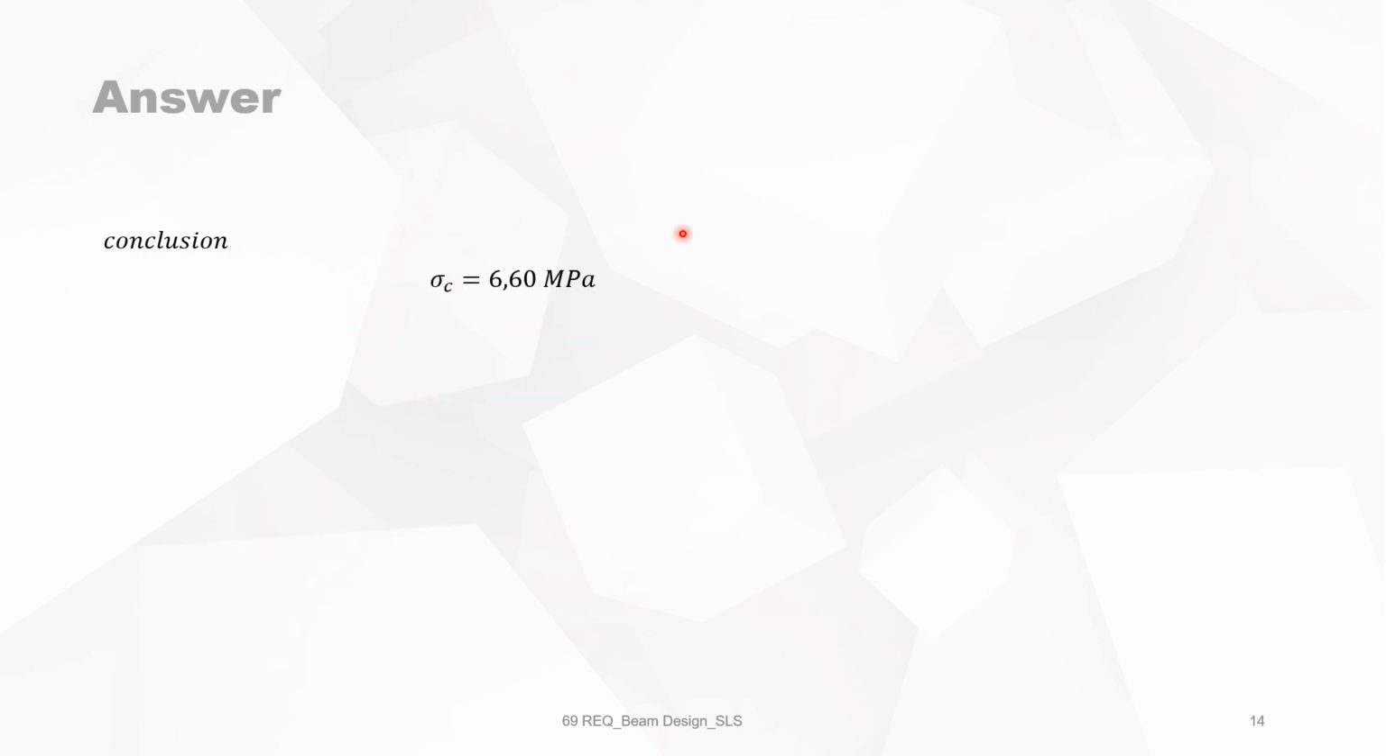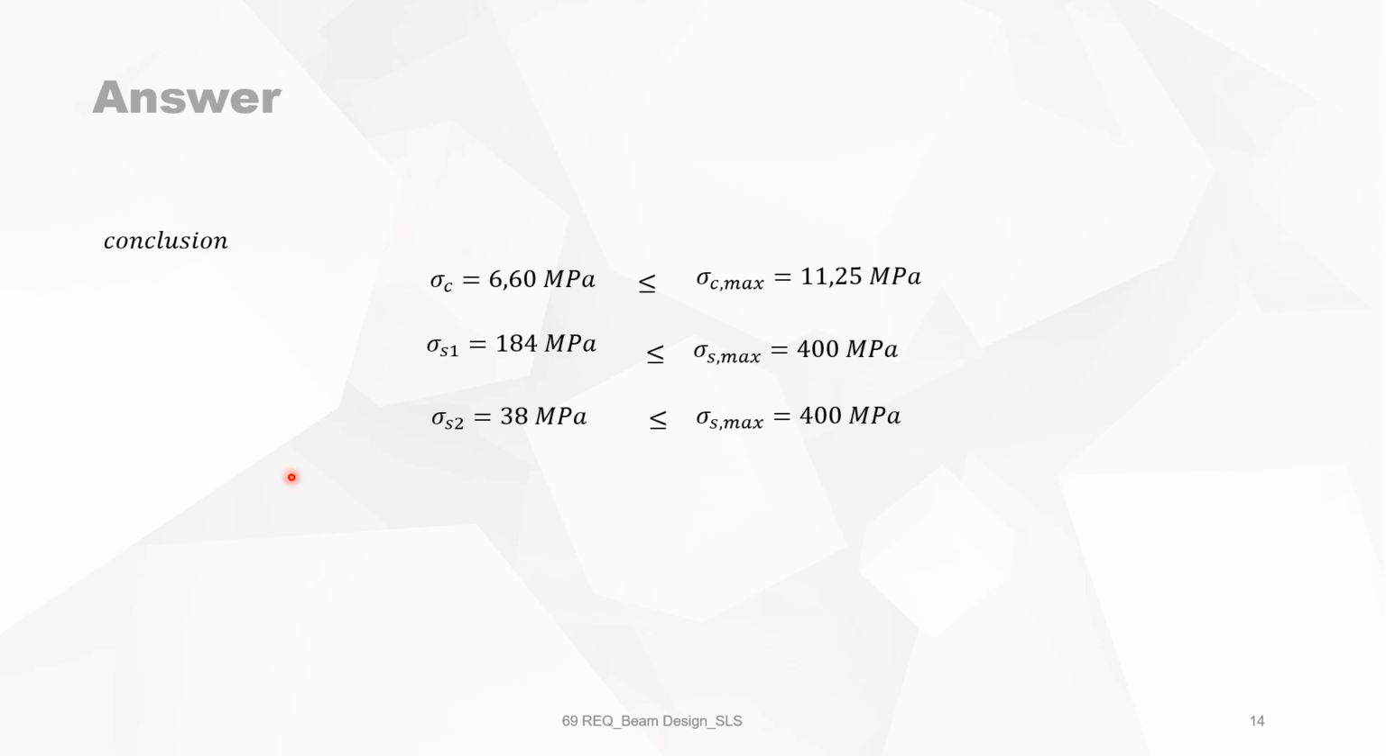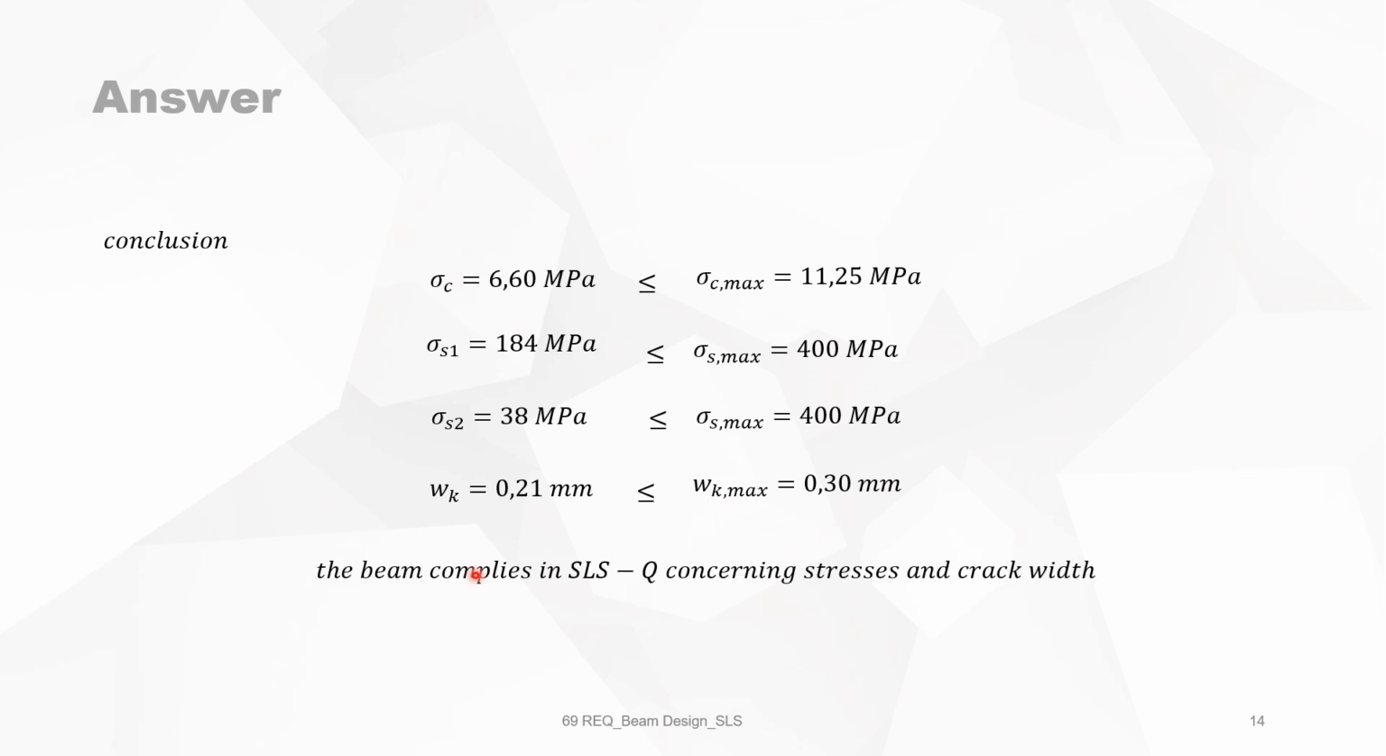So the conclusion is the applied concrete compressive stress is 6.6 and is smaller than the allowable value. The stress in the tensile reinforcement is 184 and is smaller than 400, which is allowable. And the stress in the compression reinforcement is 38, which is also fine. And the crack width is 0.21 millimeter, where the maximum crack width is 0.3, so this is also fine. So the beam complies in serviceability limit state concerning the stresses and crack width.